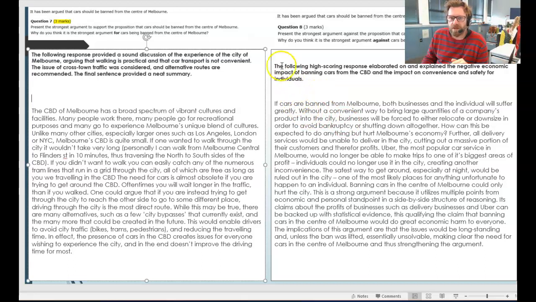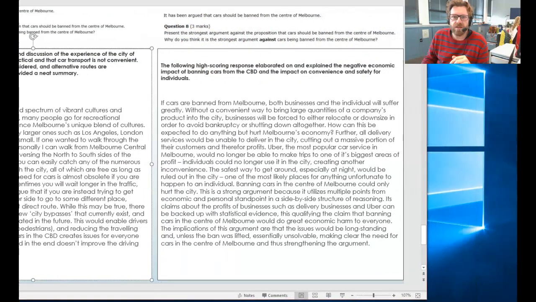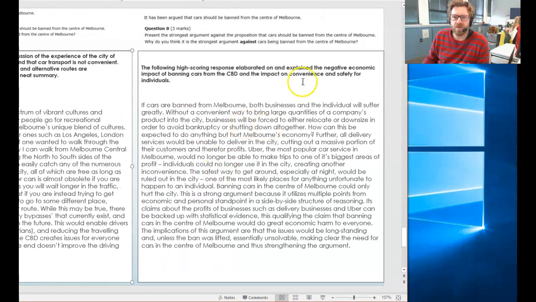Now, the other one here. So question 8 is 3 marks, and it's saying the contrary. It's asking you to present the strongest argument against the proposition that cars should be banned from the centre of Melbourne. Why do you think it is the strongest argument against cars being banned from the centre of Melbourne? Okay. So what is the best possible argument that you can marshal in favour of your own position?